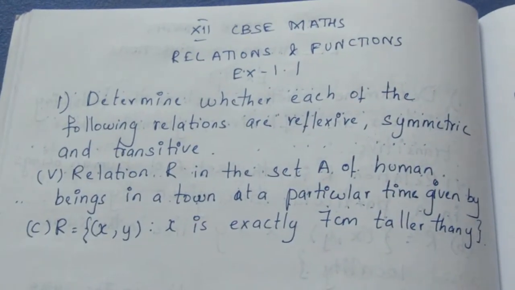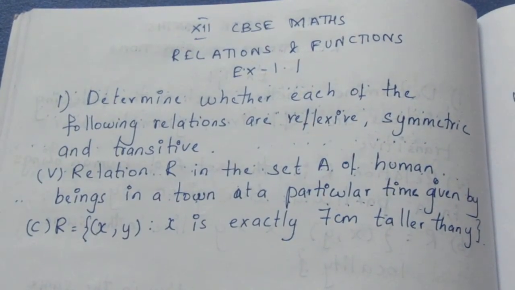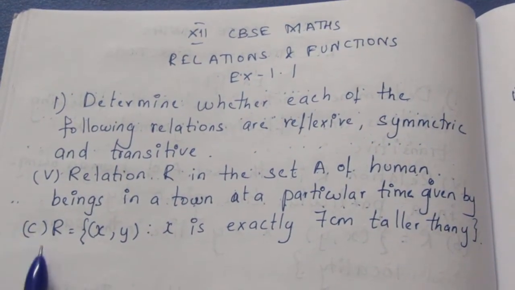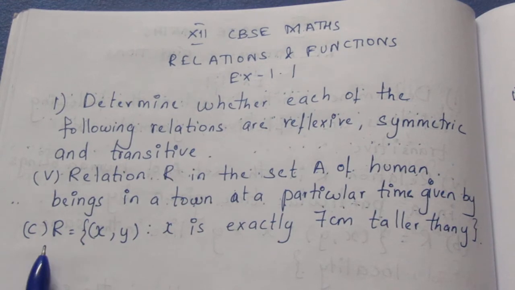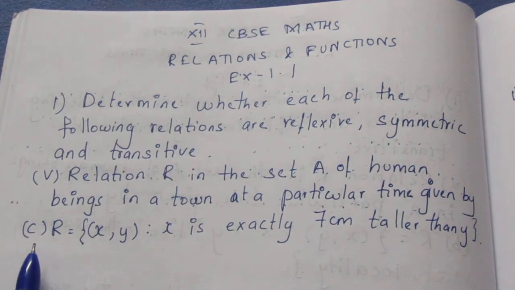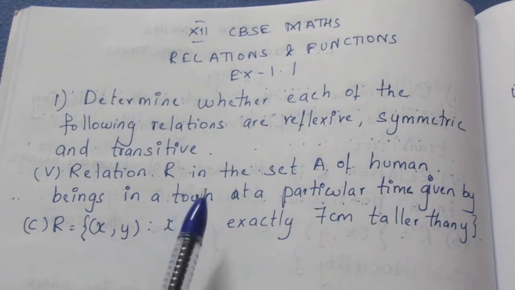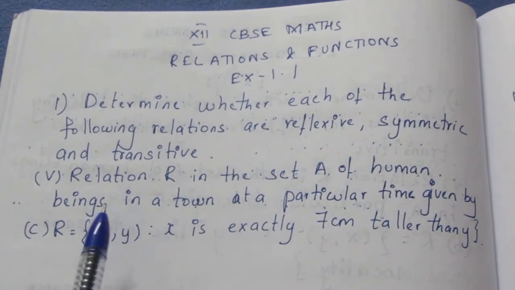Today we are going to see 12th CBSE Maths Relation and Function Exercise 1.1. In that, question number 1, 5th Roman letter, C subdivision. Let's see the question. Determine whether each of the following relations are reflexive, symmetric and transitive. So we want to see whether it is reflexive, symmetric and transitive.